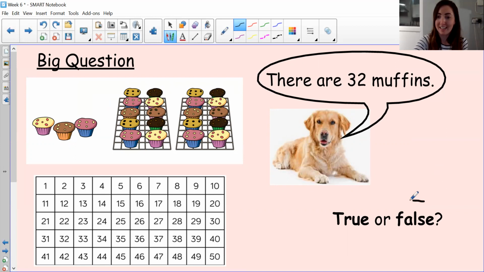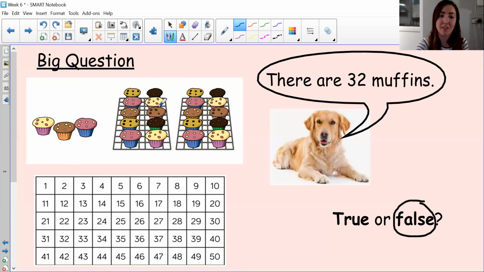So, I'm afraid, Stevie, that is false. So there aren't 32 muffins. How many muffins are there? Now, can we use our skills from yesterday? Can we count in tens? We can, can't we? Because on each tray, there are 10 muffins. What about these 3 though? What do we need to do when we get to these? Did you say we need to count on? Okay, that's exactly right. We do need to count on. So first of all, we're counting tens, and then we'll count on to find the total number.